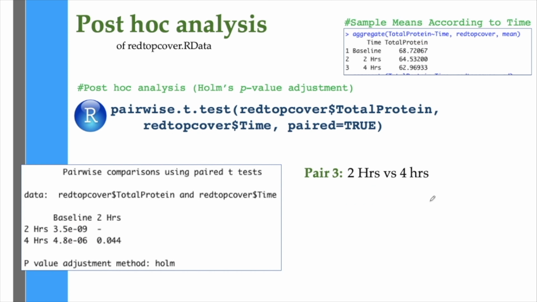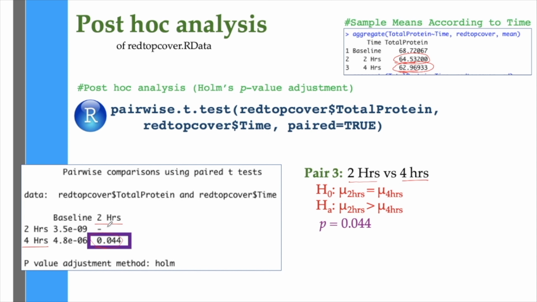And lastly, for 2 hours versus 4 hours, of course, the null hypothesis again is that they are equal, and the alternative hypothesis is that 2 hours is greater than 4 hours, since 64.5 is greater than 62.96. And 2 hours and 4 hours have a p-value of 0.044, which rejects the null hypothesis and concludes that the mean total protein after 2 hours is greater than the mean total protein after 4 hours.